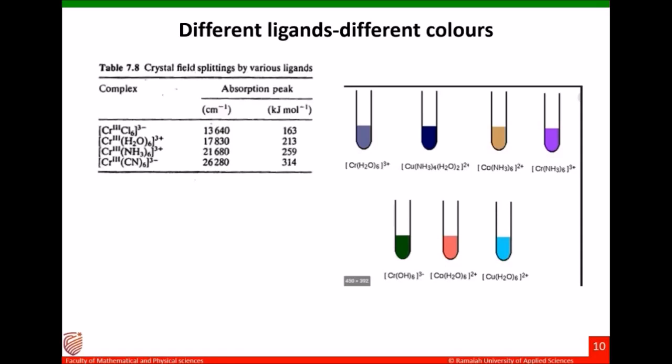Chromium, another example: chromium with the OH hydroxyl as the ligand shows green color. Cobalt with the H2O shows a pink color. Cobalt with the ammonia is like a grey color. Copper with the ammonia and water, that's a dark blue. Copper with the water, light blue.